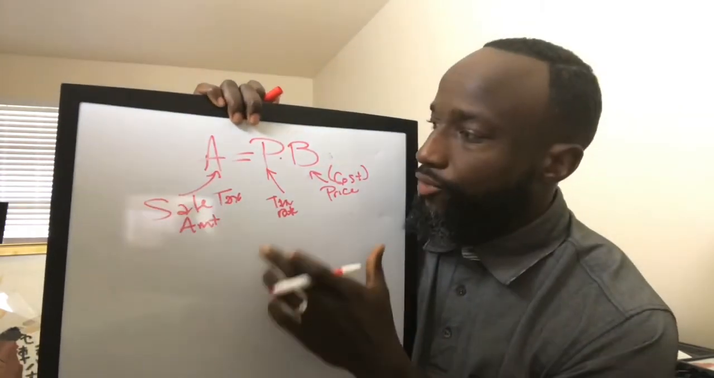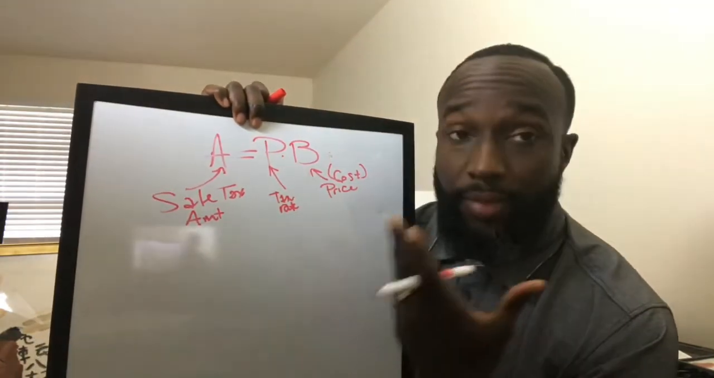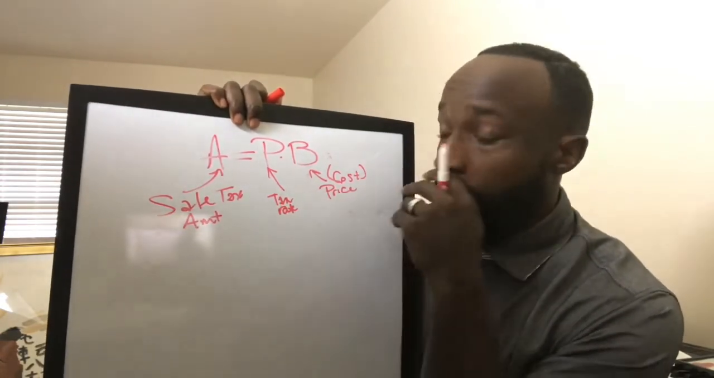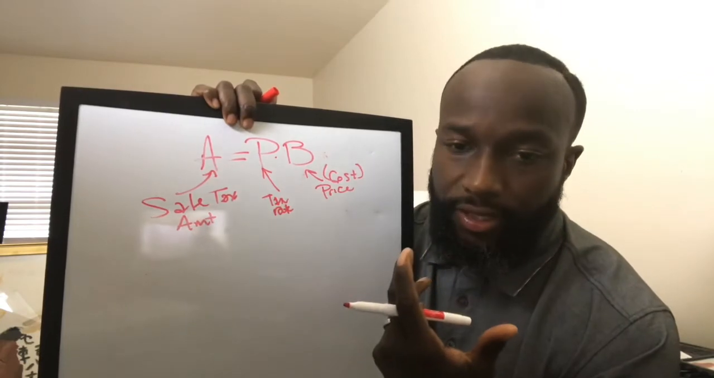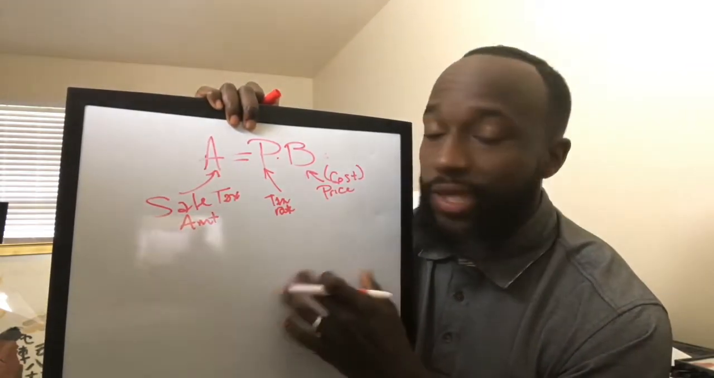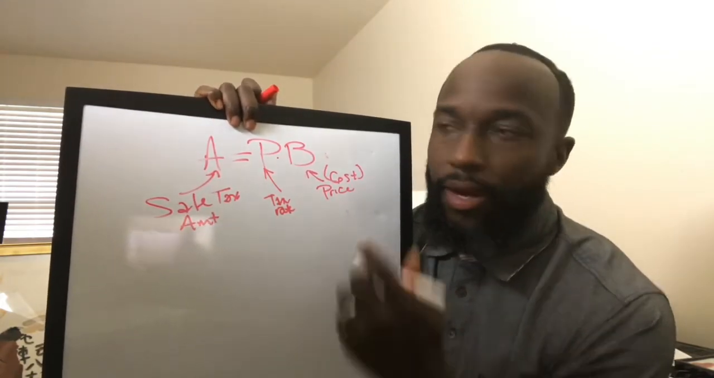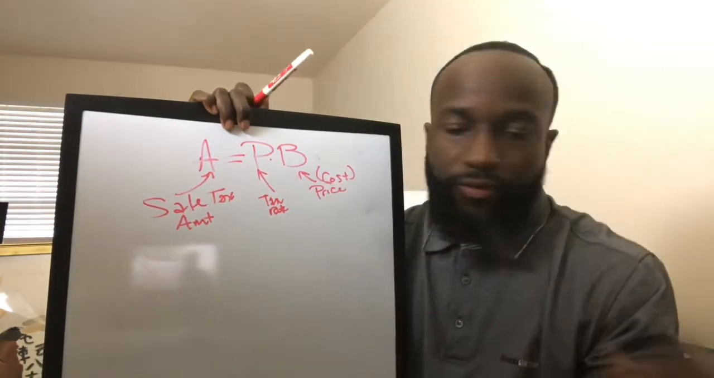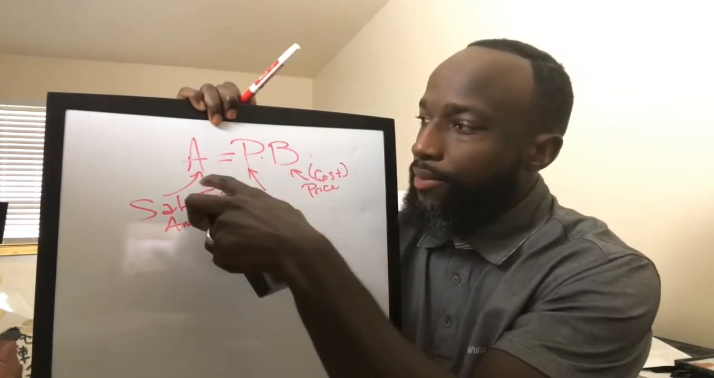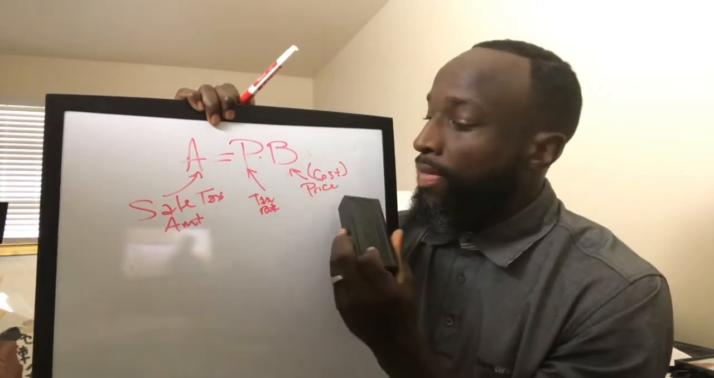If we look at a problem like this, if we want to know what the sales tax amount is, we multiply the tax rate by the cost. And then once we find out what the sales tax amount is, we add it to the actual cost of the item to figure out how much we have to pay, right? So that's the math involved. That's the formula: A equals PB, A being the tax amount, P the percent, B the cost, right?